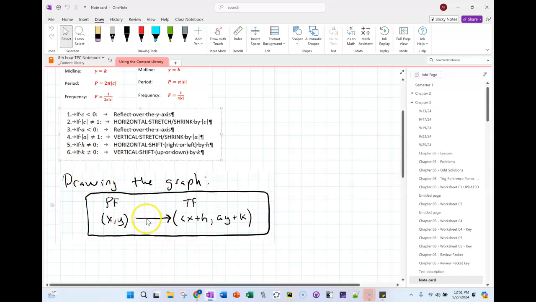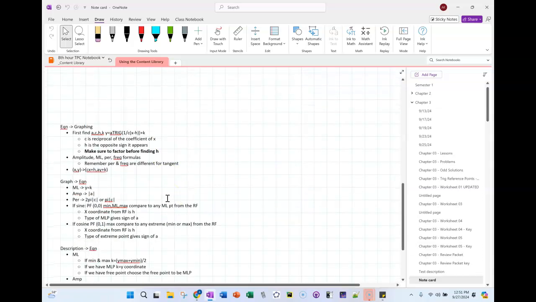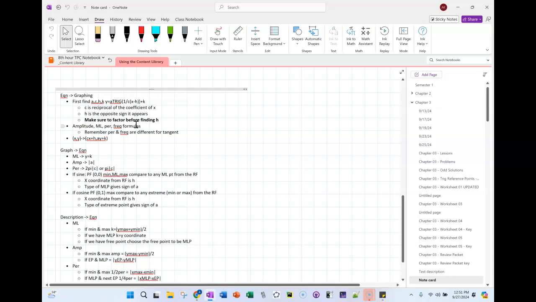If we're going to be doing graphing, I want to make sure that I have this map for how do I get my new points. I'll definitely need that. And then what I did here was I wrote down some directions to myself on how to attack these different kinds of problems. So if I want to go from an equation to a graph, I start by finding the A, C, H, and K. I remember that C is the reciprocal of the coefficient of X. H is the opposite sign of how it appears. And I have to make sure to factor before finding H. I bolded that one because it's easy to forget to do that.